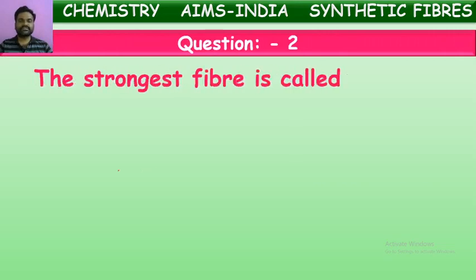Next question. The strongest fiber is. Yes, we studied about different kinds of fibers. Like natural fibers like cotton, silk, wool, jute, coir. There are different kinds of natural fibers we have studied, and there are so many synthetic fibers also. Can you tell some of them? Rayon, nylon, acrylic, polyester. These all will come under synthetic fibers.